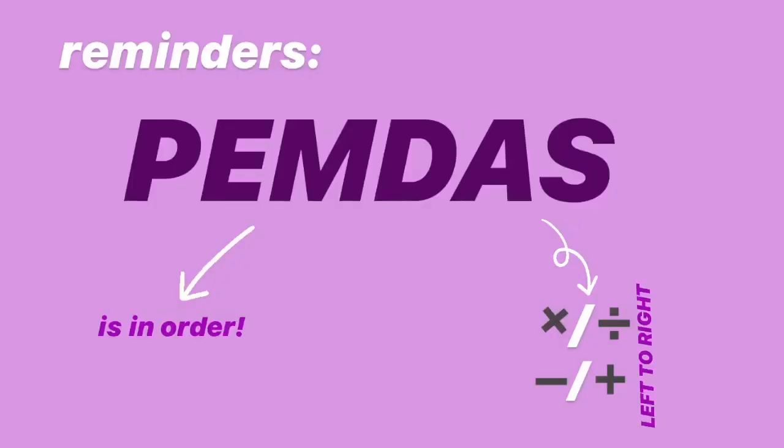Congratulations! Just a reminder that PEMDAS is in the order that it appears in, and that there's a special rule. When multiplication and division are together, or when subtraction and addition are together, they go from left to right based on what the equation shows.